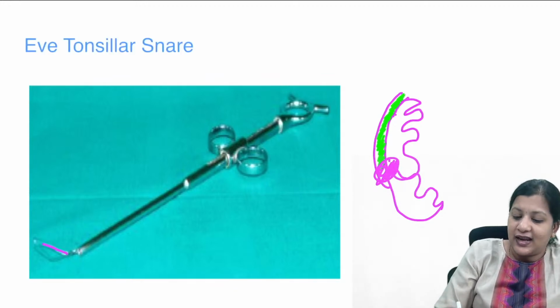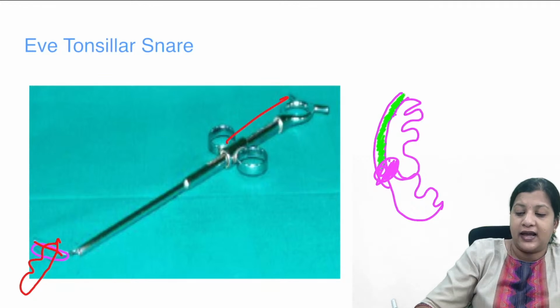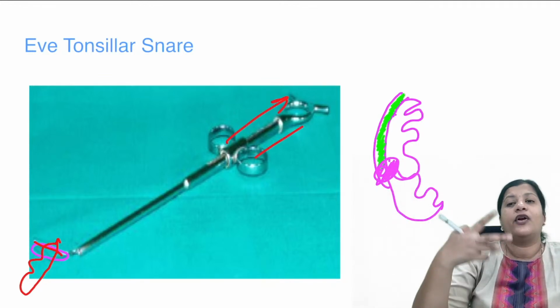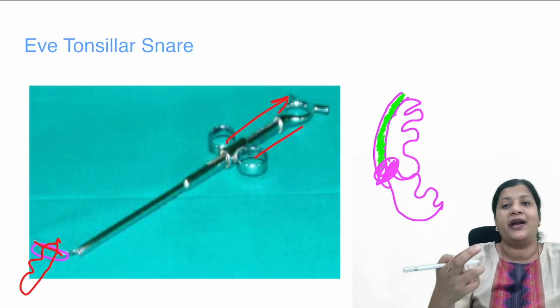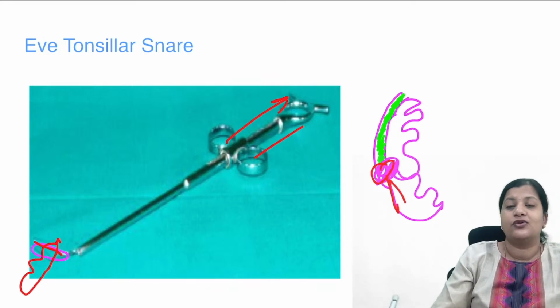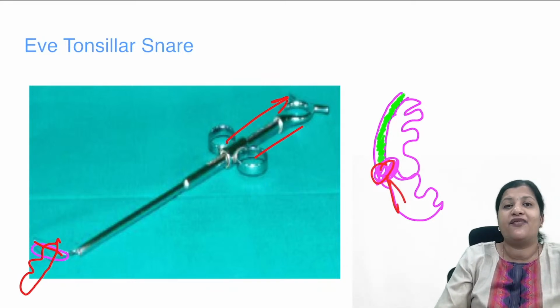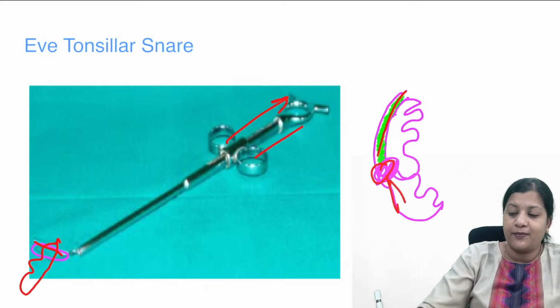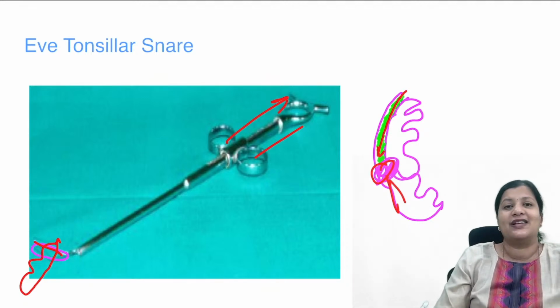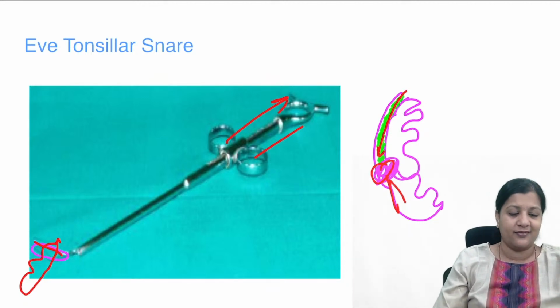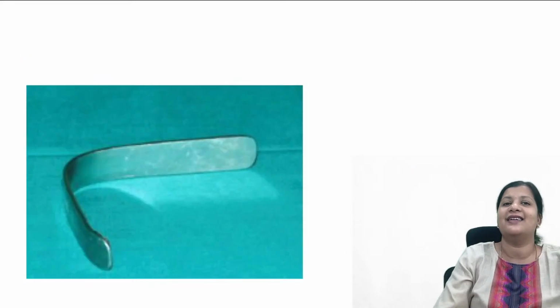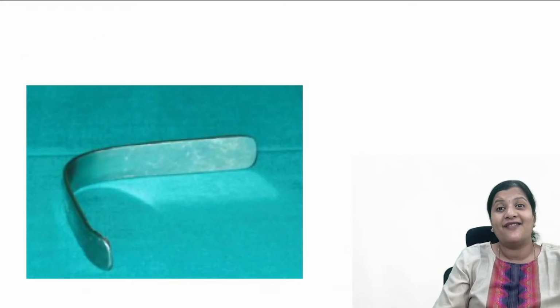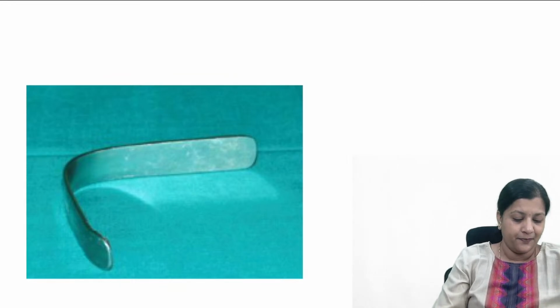So this is the snare, the tonsillar tissue which is held by a tag like this, and then when you pull the snare upwards like this, it's going to crush and cut the pedicle of the tonsil and thus complete your tonsillectomy. So this is used in the final step after you have completed the dissection of the tonsil from the upper pole to the lower pole. So the name is Eve's tonsillar snare. Now this is again a very common instrument that you use in your exams. What is the name of this instrument?